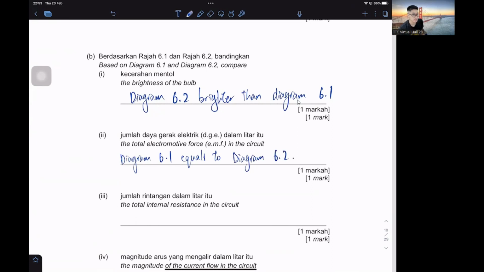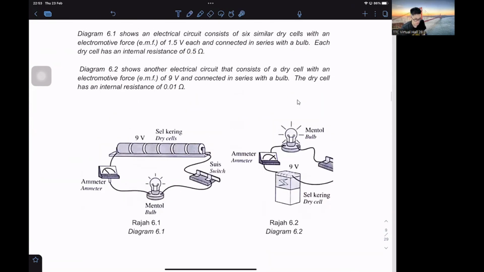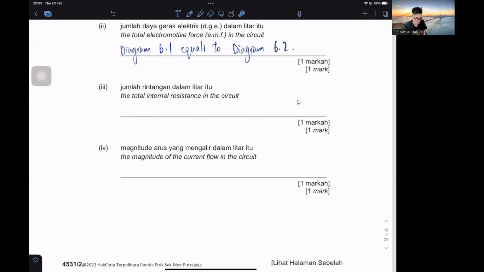Okay, next, compare the total internal resistance in the circuit. This one also use your eyes only. The total internal resistance in 6.1 is 0.5 ohms. The total internal resistance in 6.2 is 0.01 ohms. So you say diagram 6.1 has greater internal resistance than diagram 6.2.